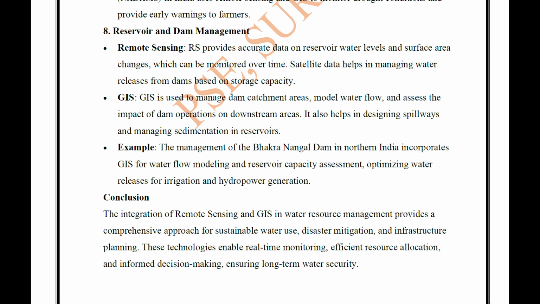So the integration of remote sensing and GIS in water resource management provides a comprehensive approach for sustainable water use, disaster mitigation, and infrastructure planning. This technology enables real-time monitoring, efficient resource allocation, and informed decision making, ensuring long-term water security.